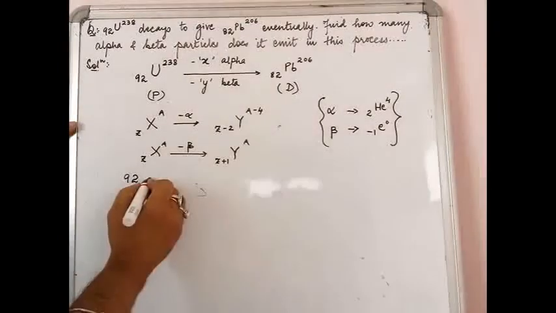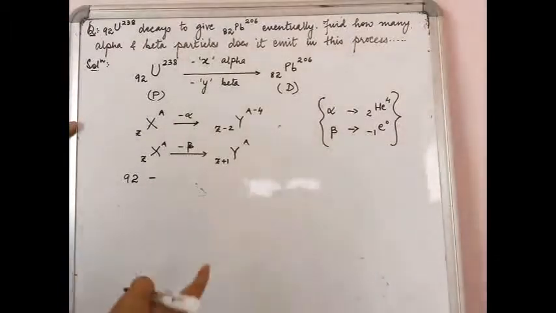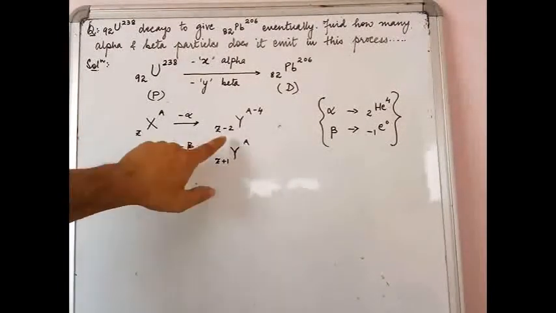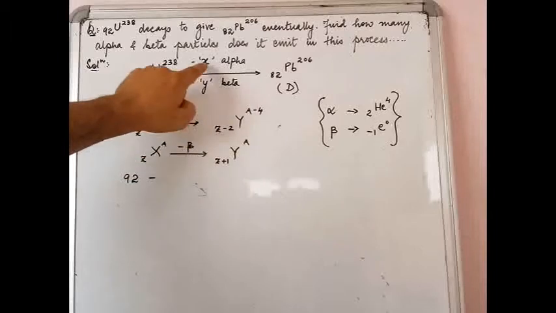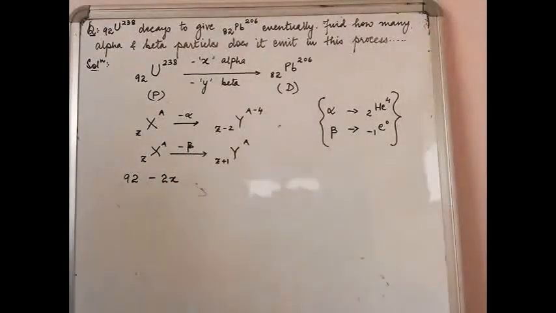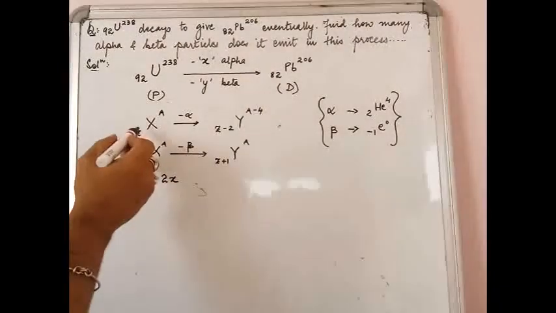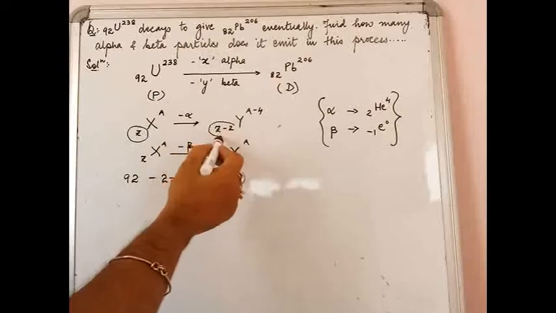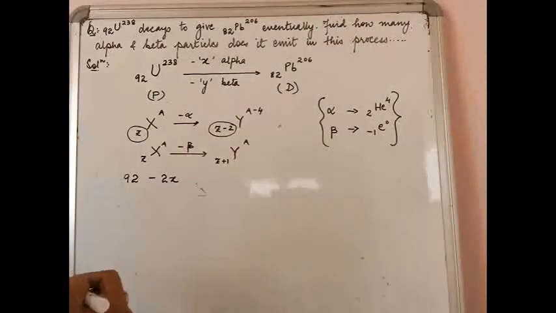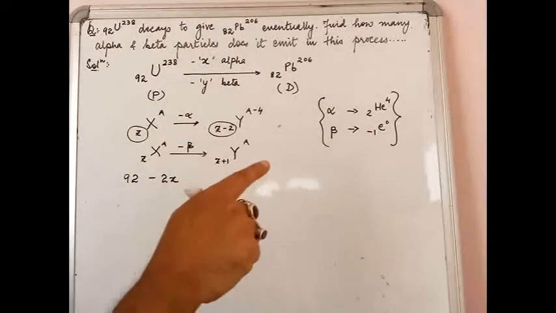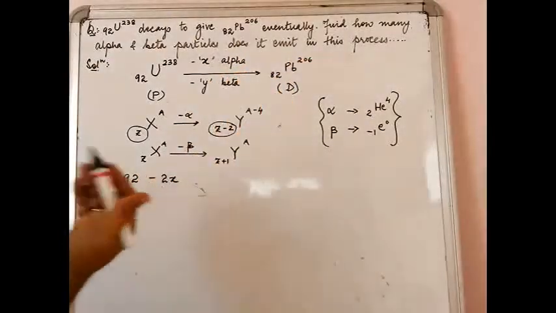92 was the initial atomic number. So minus what? Let us have a look at alpha particles. If one alpha comes out, the atomic number reduces by 2. So if x number of alpha particles come out, there will be a reduction of 2x. Let me explain it once again. If the atomic number was Z initially, one alpha particle came out, so there was a reduction of 2 in the atomic number. So 1 alpha means reduction of 2 in the atomic number. So x number of alpha particles means reduction of 2x.